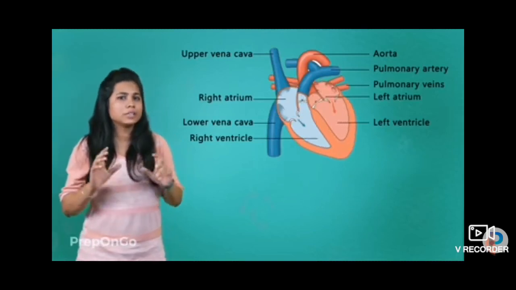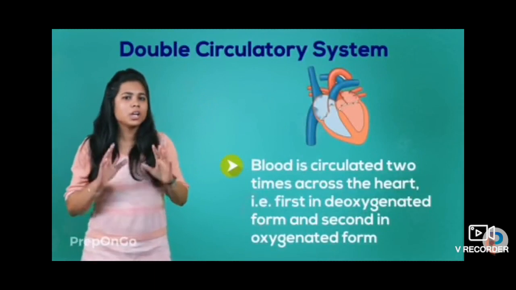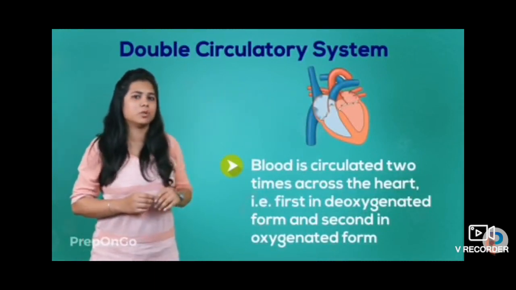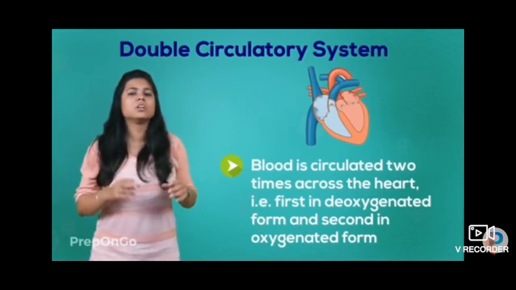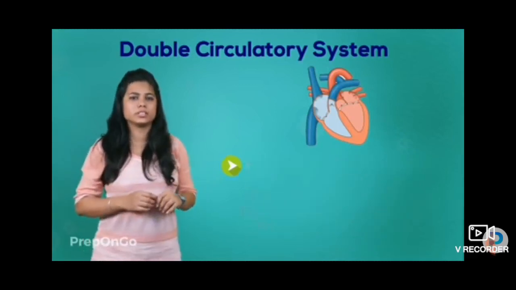Now, you have observed that the blood has entered the heart two times. First, in the deoxygenated form, and second, in the oxygenated form. So, we can say that the blood is circulated two times. So, humans, like other vertebrates, have a double circulatory system.